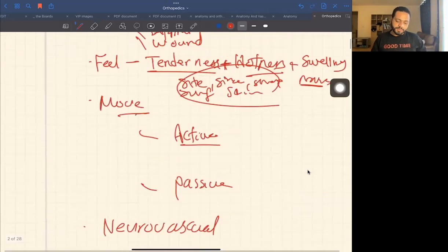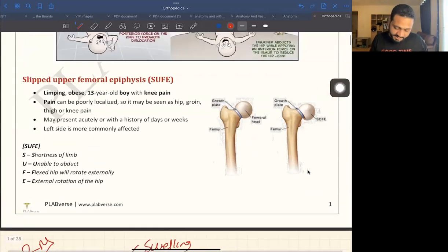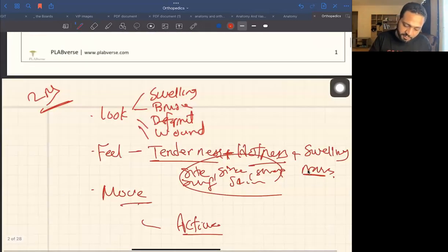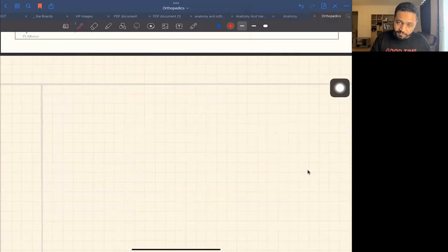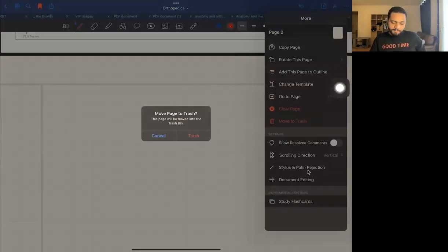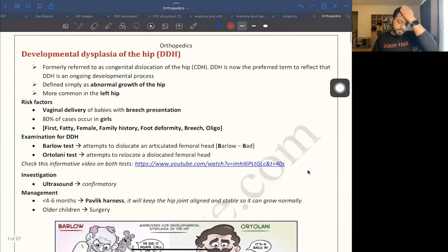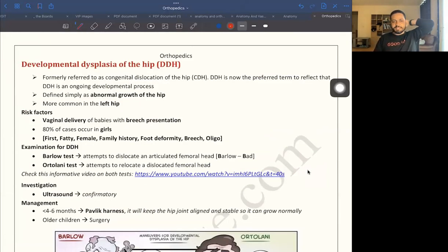So this is basically it for the assessment of the orthopedic patient. The first one, we're talking about something called developmental dysplasia of the hip, DDH, formerly referred to as congenital hip dislocation or congenital dislocation of the hip. So it's basically a child, most of the time a female, presented with breech, right?